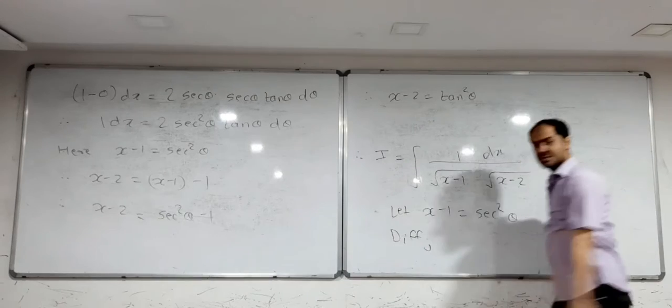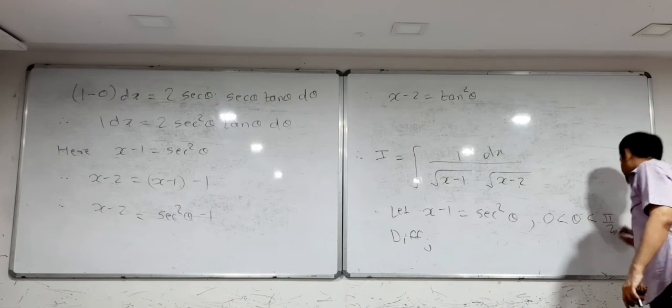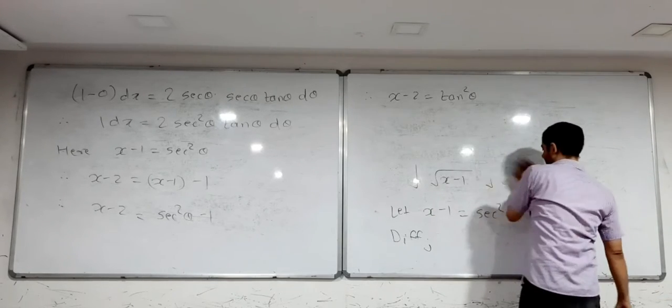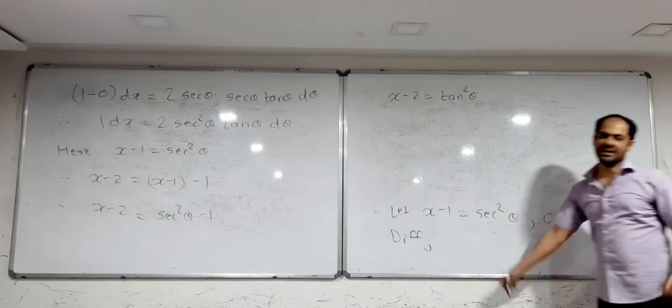अब हाँ, जब हमने ये substitution किया है, square है, and suppose you don't know many conditions, presume it in the first quadrant. So 0 less than theta less than pi by 2. You can take that way. 0 less than theta less than pi by 2.